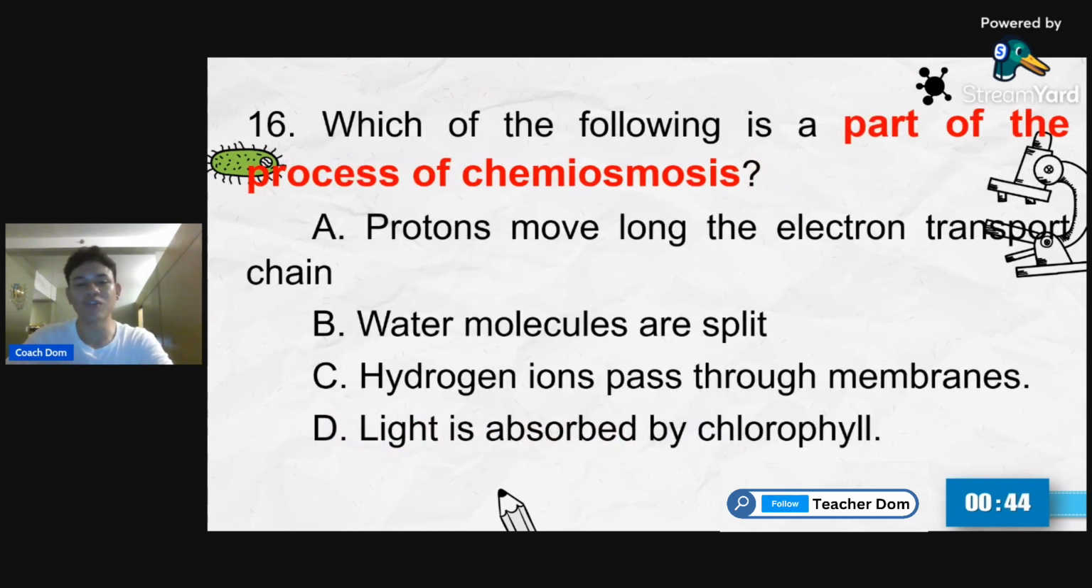16. Which of the following is a part of the process of chemiosmosis? A. Protons move along the electron transport chain. B. Water molecules are split. C. Hydrogen ions pass through membranes. Or D. Light is absorbed by chlorophyll. Yung clue lang po natin dito, guys, is yung word na chemiosmosis. What's your answer for question number 16?